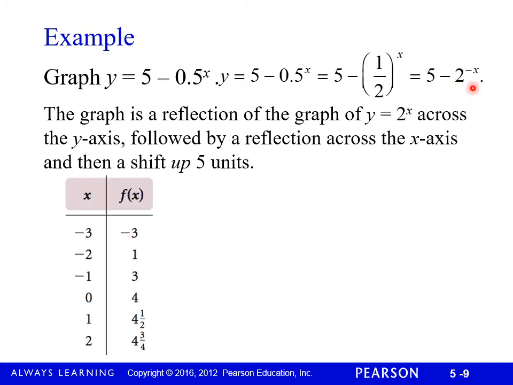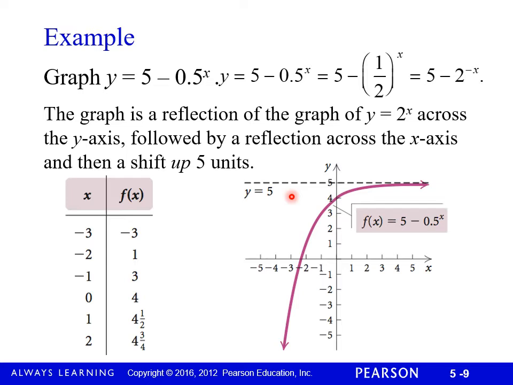But again, we can easily just plug in values into our calculator or look at the table and then see what graph comes up. So here we're shifted up by 5, we're flipped across x, we're flipped across y, and we can see the graph shape there.